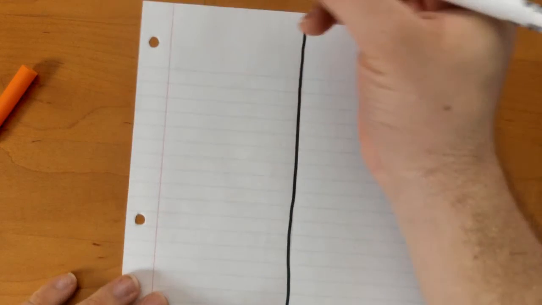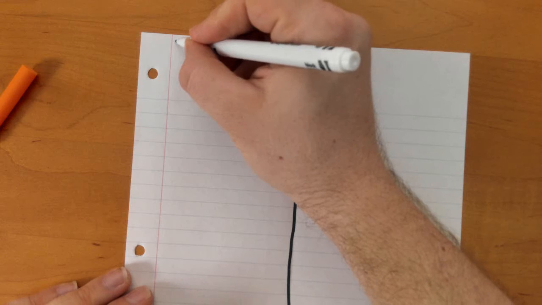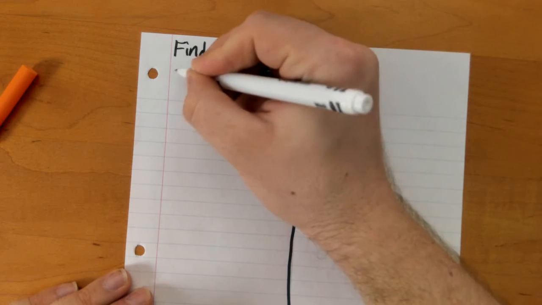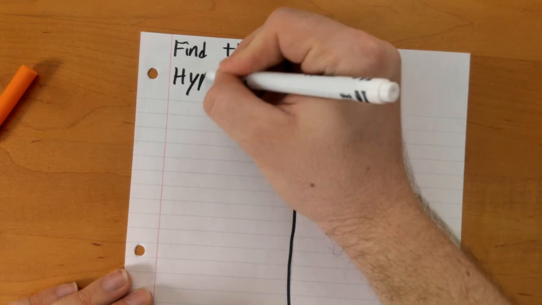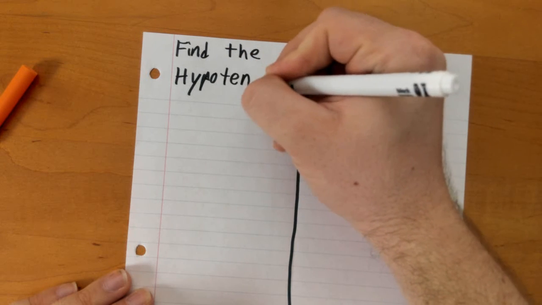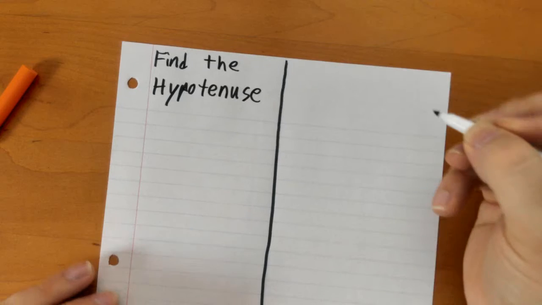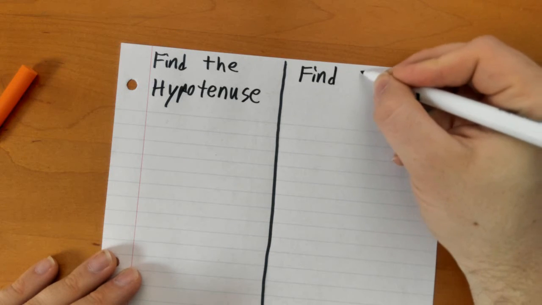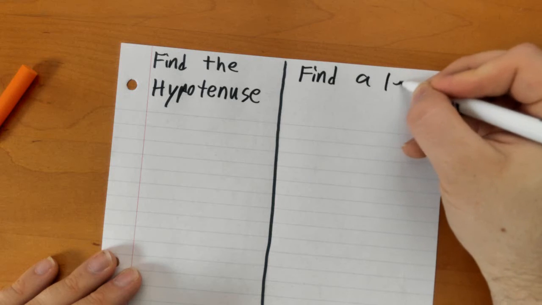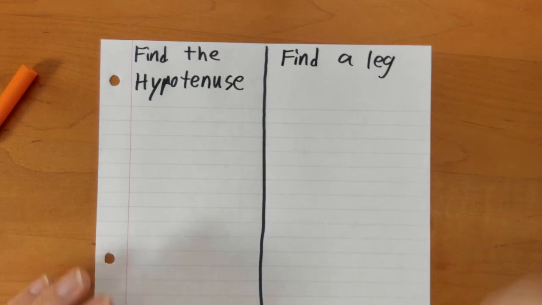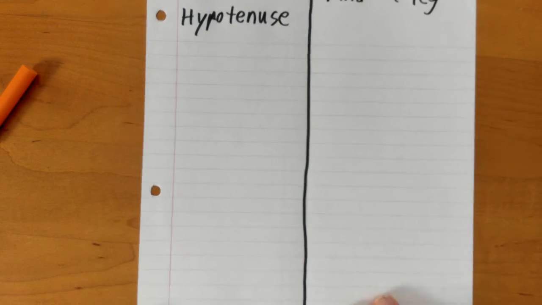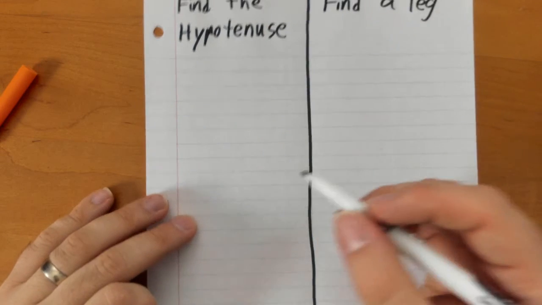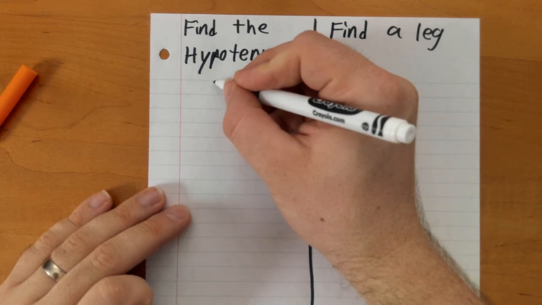On one side, I'm going to title it, we're going to find the hypotenuse. Very long word there. And on the other side, we're going to find a leg. A leg is one of the sides that forms the right angle. Okay? So, we're going to start with finding the hypotenuse. And I'm going to draw a right triangle.